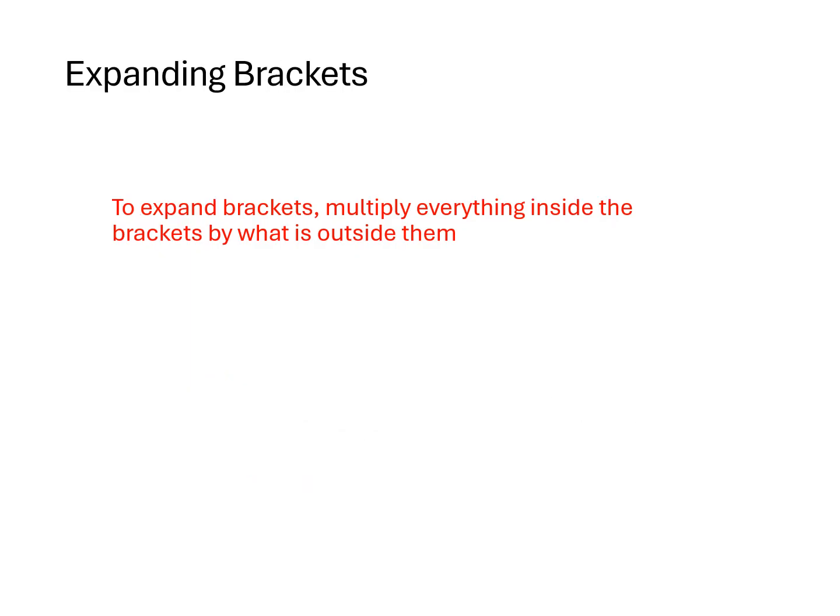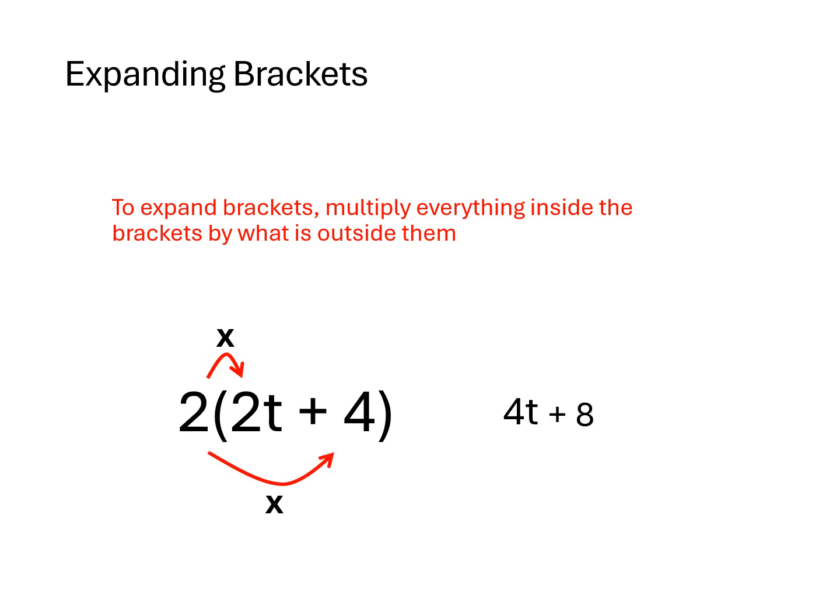Let's do another example. To expand brackets, you multiply everything inside the bracket by what is outside of them. 2 times the bracket 2t plus 4. The 2 will be multiplying everything that's in that bracket. So we have 2 times 2t. 2 times 2 is 4, so that's 4t. And then 2 times 4, so you're going to have 4t plus 2 times 4, which is 8.